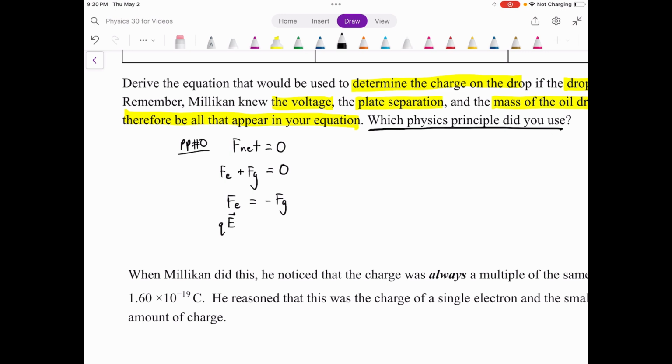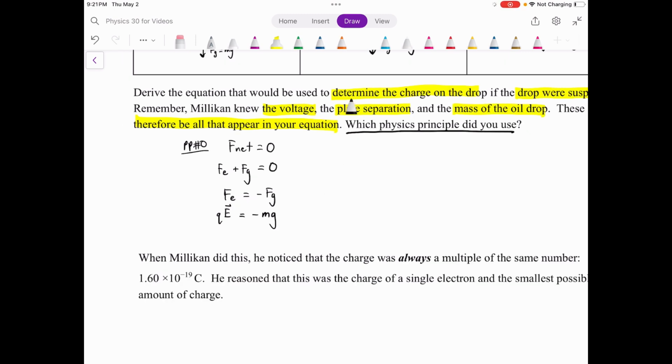So Q times the electric field strength is equal to the force of gravity, but we know that's just mass times acceleration due to gravity, or mass times gravitational field strength. Now we're getting there. We're supposed to determine the charge on the drop, so obviously we want the charge in our equation, because that's what we're trying to find. We can measure the mass of the drop, so that's good. That can appear in our equation. And since this is happening on Earth, we know the gravitational field strength. It's just 9.81 newtons per kilogram.